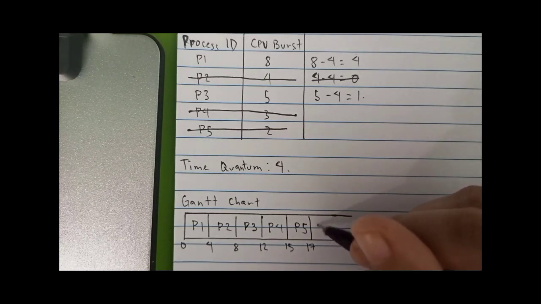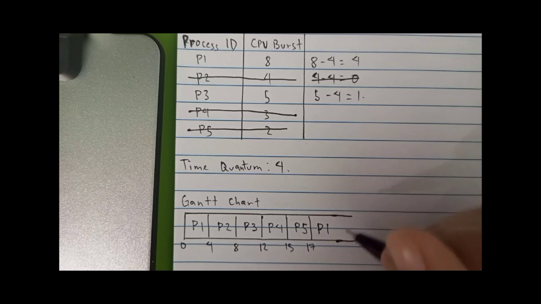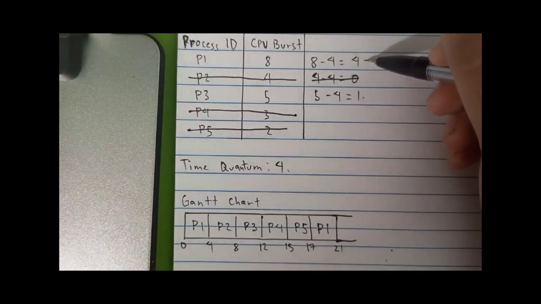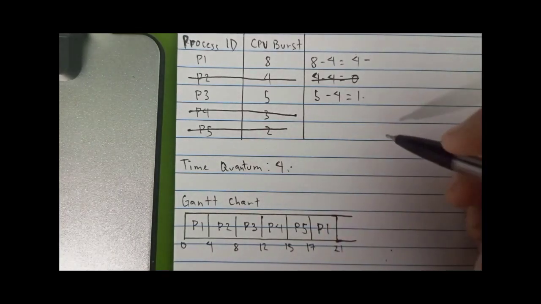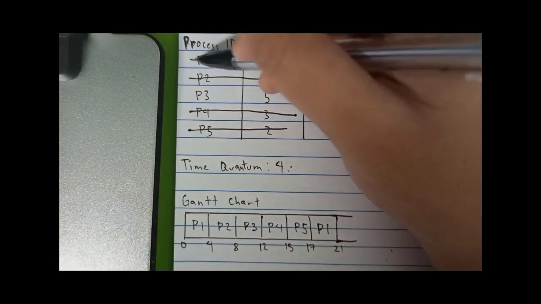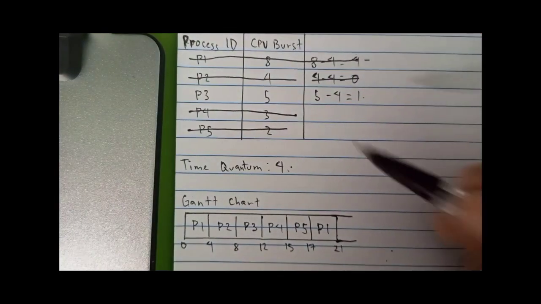Then, process 1, mag-run siya and mag-execute siya and mag-end siya sa 21. Kasi sakto siya. Yung natira na 4 dito, sakto siya sa time quantum na 4. So, matatapos na rin siya kasi executed na siya lahat.